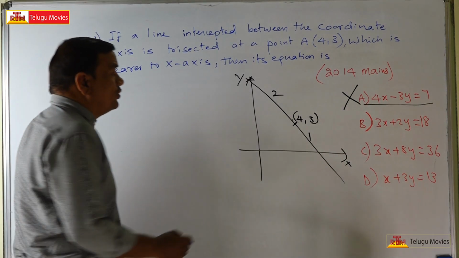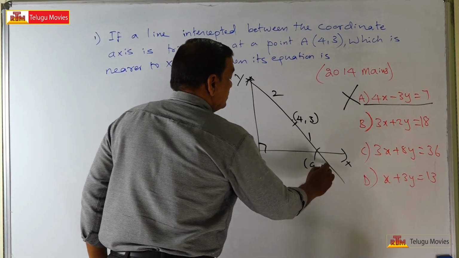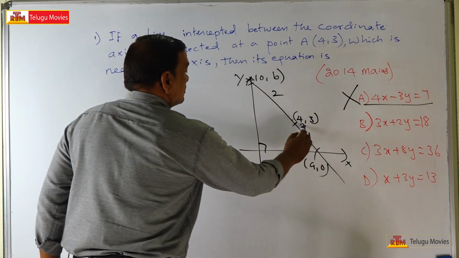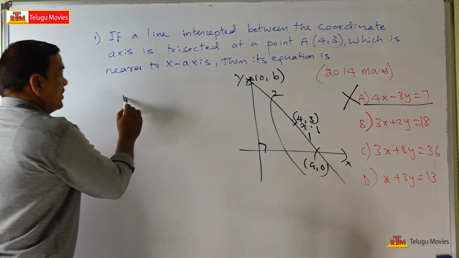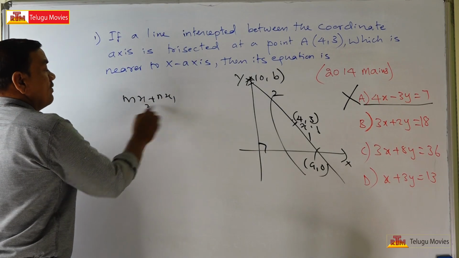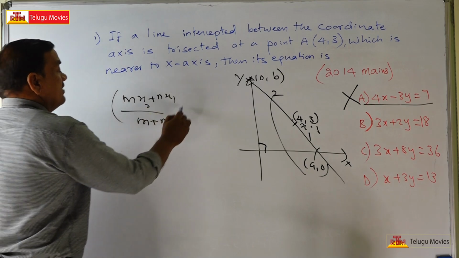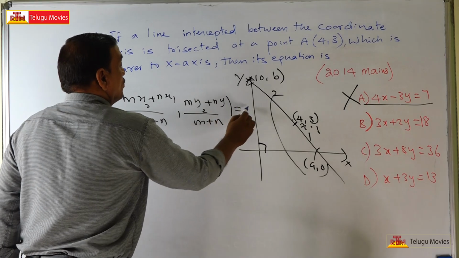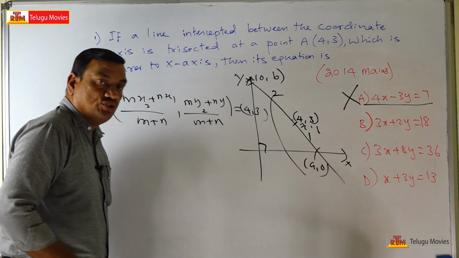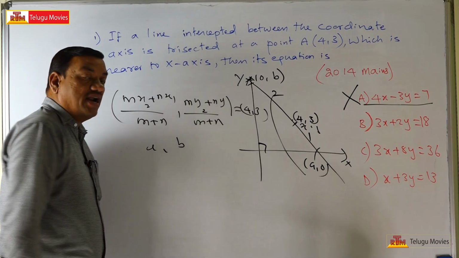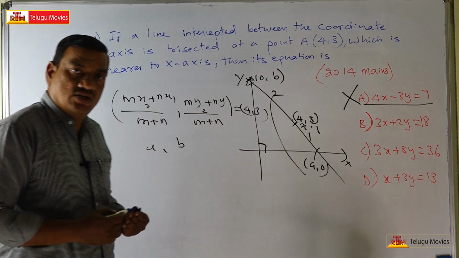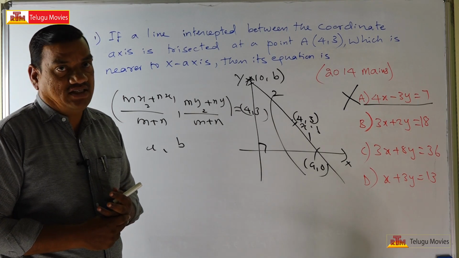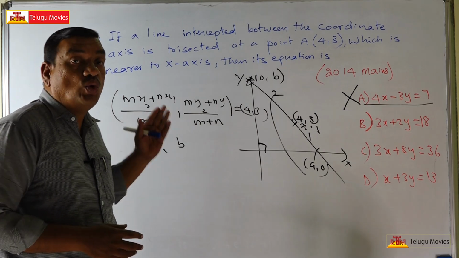Generally students will take the points (a, 0) and (0, b) and the point (x, y). They use the section formula, (m x2 + n x1)/(m + n) and (m y2 + n y1)/(m + n), equal to (4, 3). They substitute, get the values of a and b, and afterwards get the solution. But without doing that, is there any short formula for this? Yes, there is a short formula to do this problem.